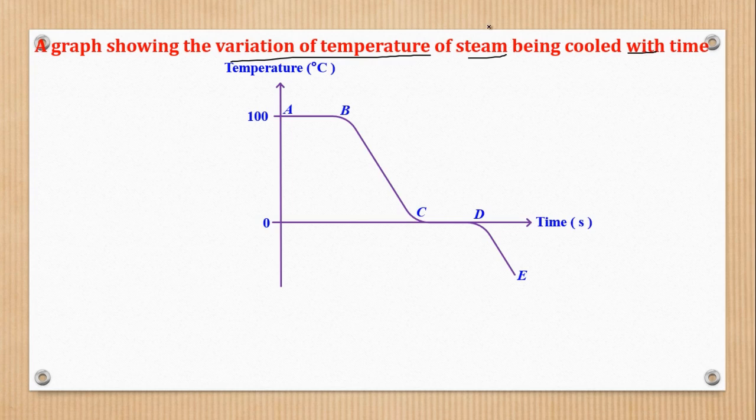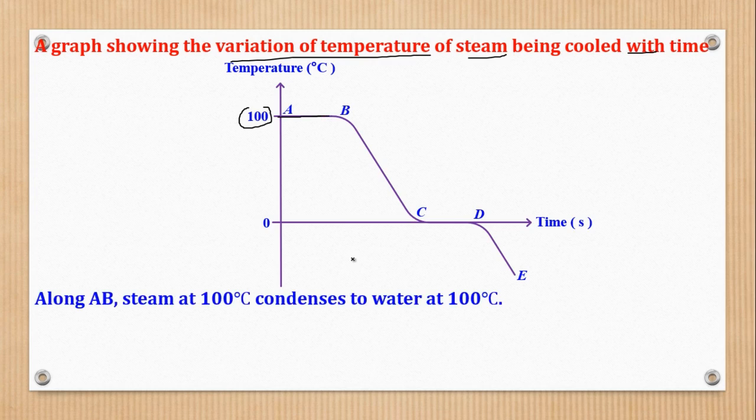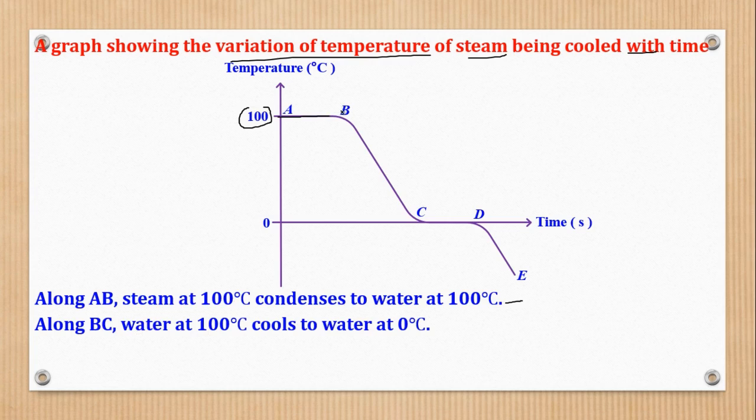So that is how the graph will be. This is 100. Remember, steam is at 100 degrees Celsius. So when you cool it, it is first constant, meaning it is changing from steam to condensed water. That means there is latent heat at this point. Then along BC, from here to here, the water is cooling from 100 degrees Celsius to 0 degrees Celsius.